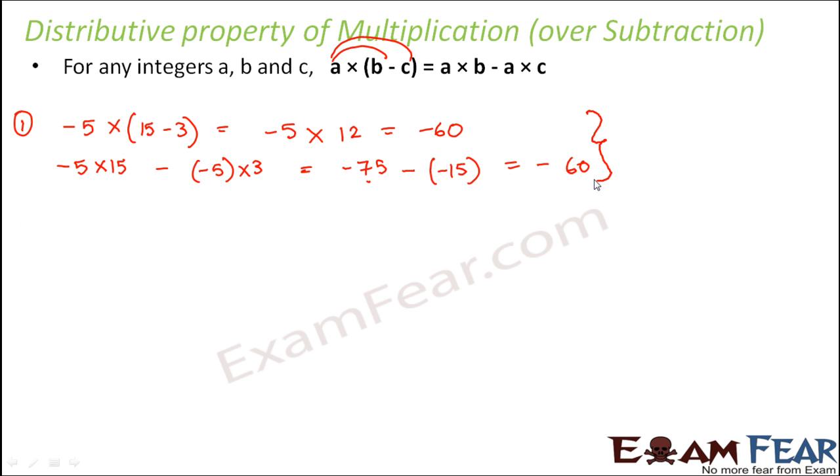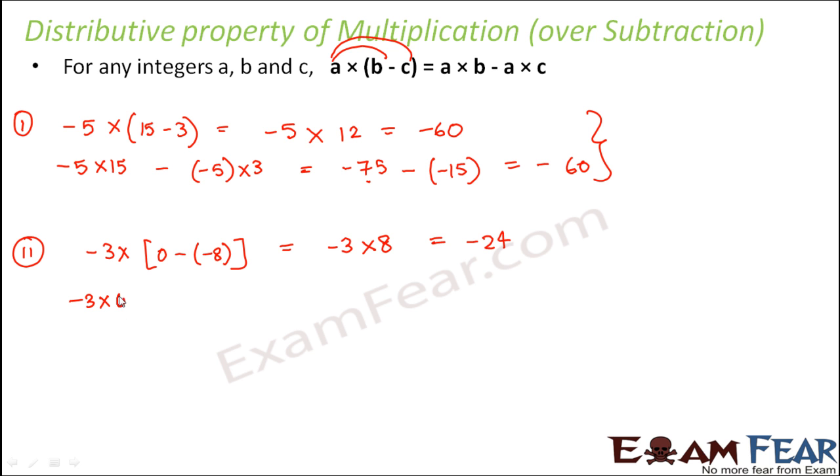So here we see we get the same results for both a into b minus c and a into b minus a into c. Let's take one more example. Let's say minus 3 into 0 minus 8. Now we are taking a mix of negative, positive integers, even 0, so that we know that this holds true. So this would be minus 3 into minus 8, which is equal to 24.